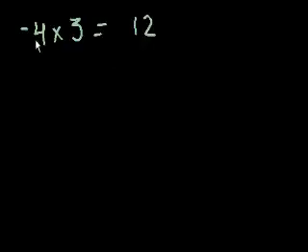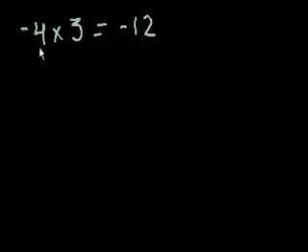So if I said negative 4 times positive 3. Well, 4 times 3 is 12. And we have a negative and a positive. So different signs mean negative. So negative 4 times 3 is a negative 12.